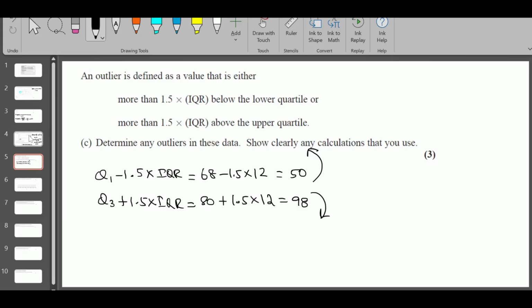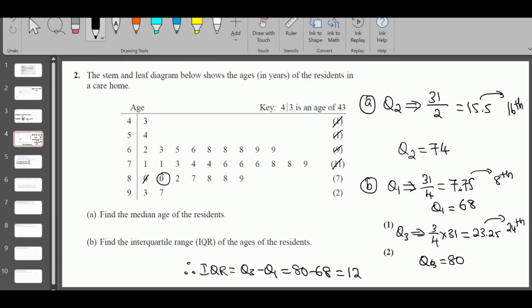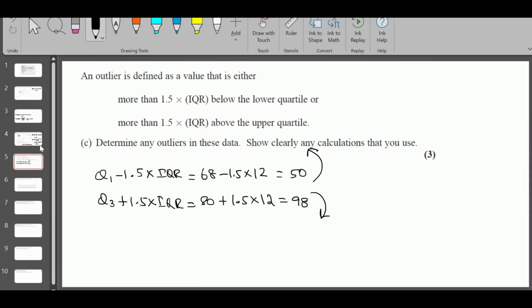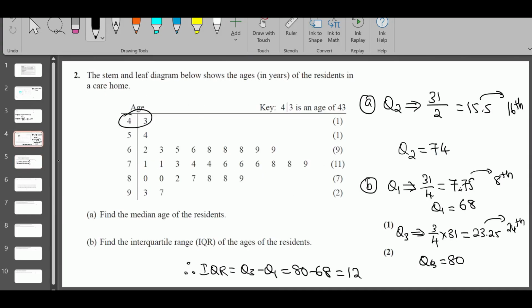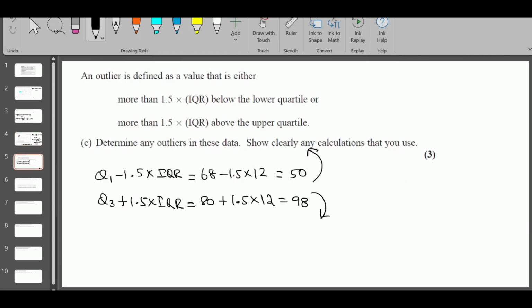So when you look at the stem and leaf diagram, 43 is smaller than 50. So that's an outlier. And then the next value is 97, there is no value bigger than 98. So you need to write: 43 is smaller than 50, therefore 43 is an outlier.